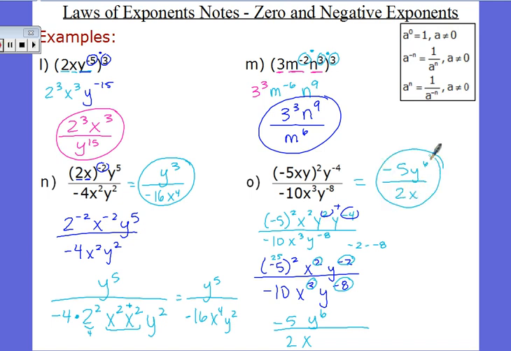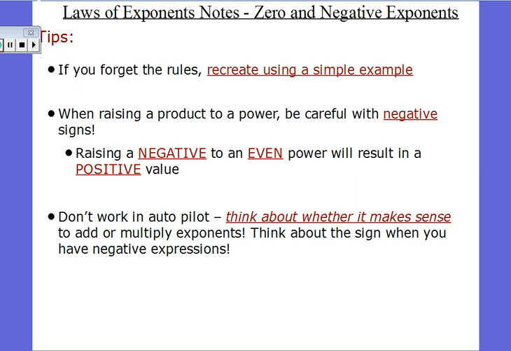Okay, so just some tips real quick for you to copy down. If you forget the rules, just recreate them using a simple example like a base of 2. So, 2 squared times 2 cubed. If you forget what you do with them, go ahead and write out all the factors and see what you get when you add all those factors together. So I have 1, 2, 3, 4, 5 2's there, which means that this is going to get me 2 to the 5th. So that shows me that I would add their exponents. That's recreating the rule with a simple example.